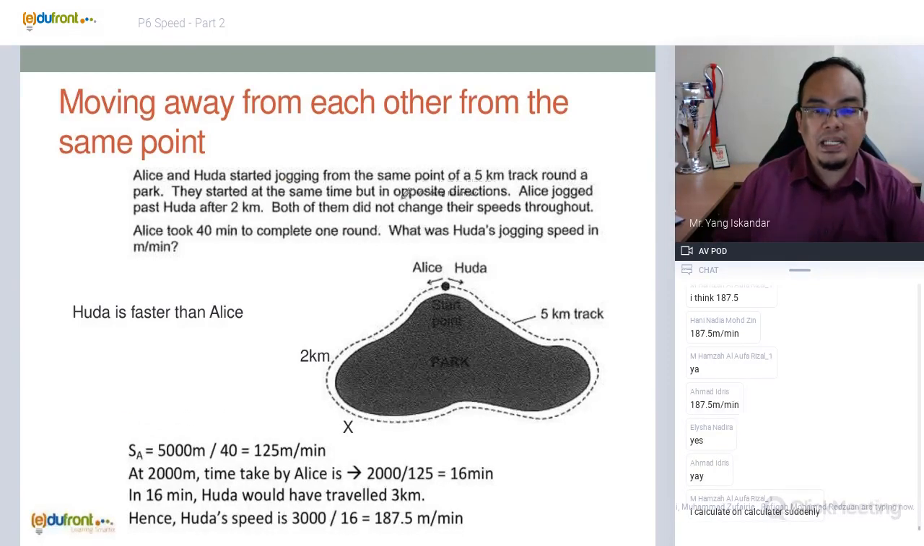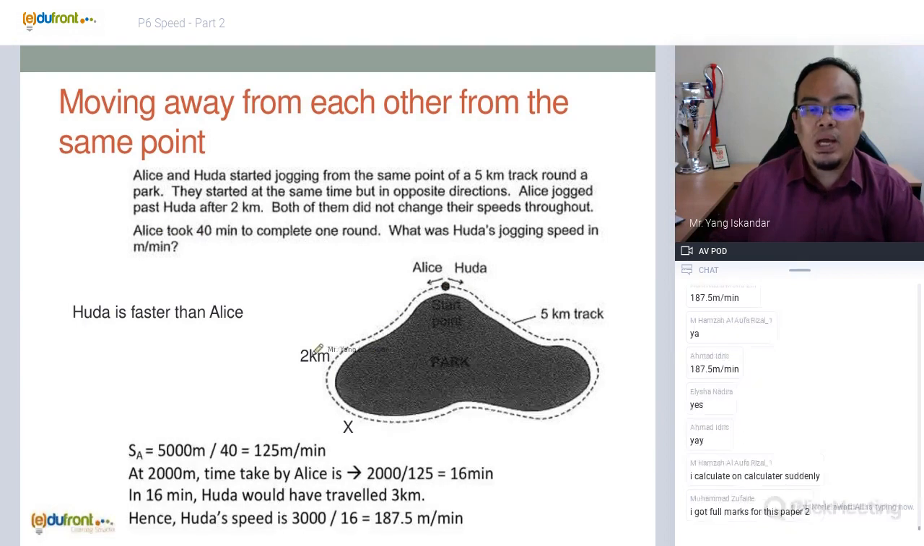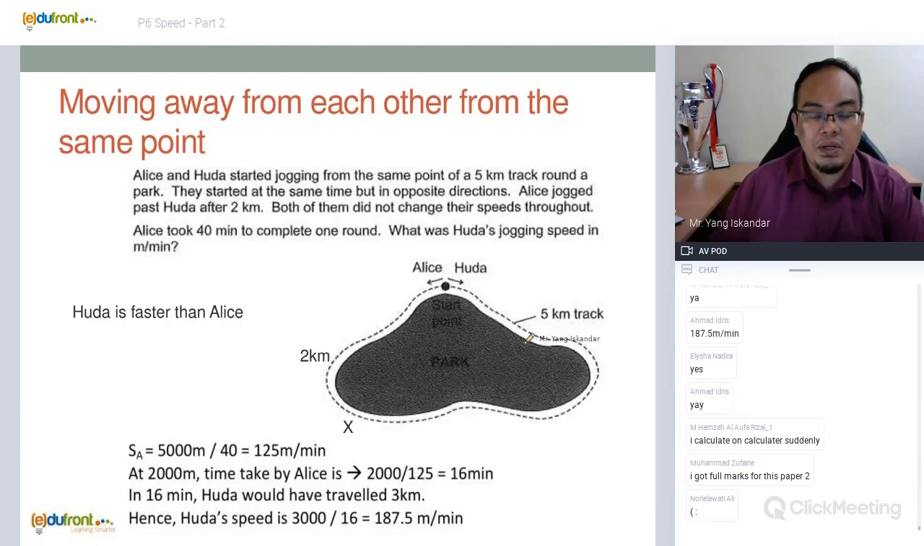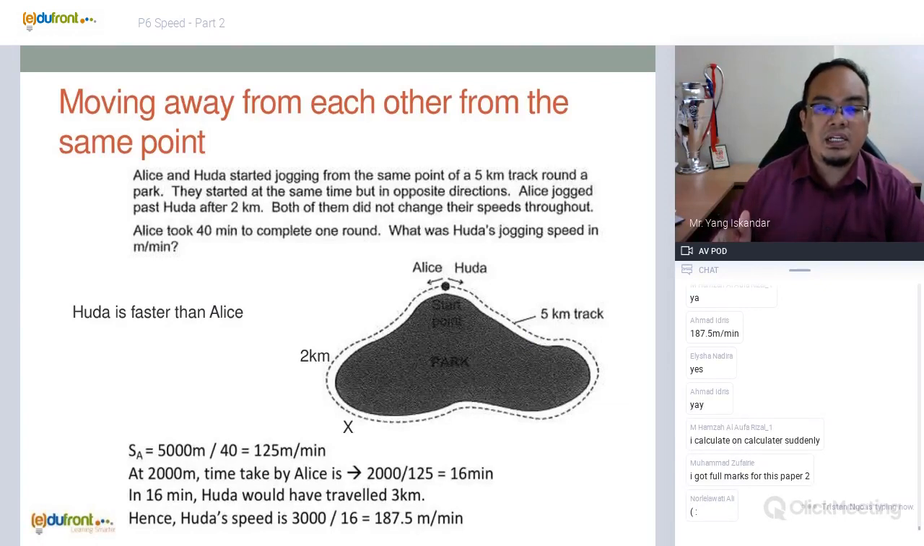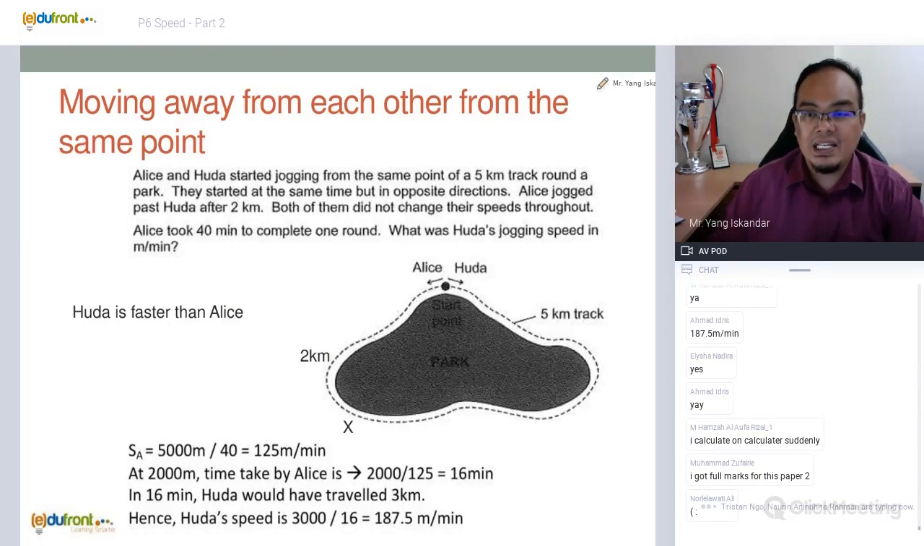Now, what's the speed for Alice? They tell you that Alice took 40 minutes to complete one round, and we know one round is 5 kilometers. So we know the distance and we know the time, so we can find the speed easily, right? Because speed is distance divided by time.